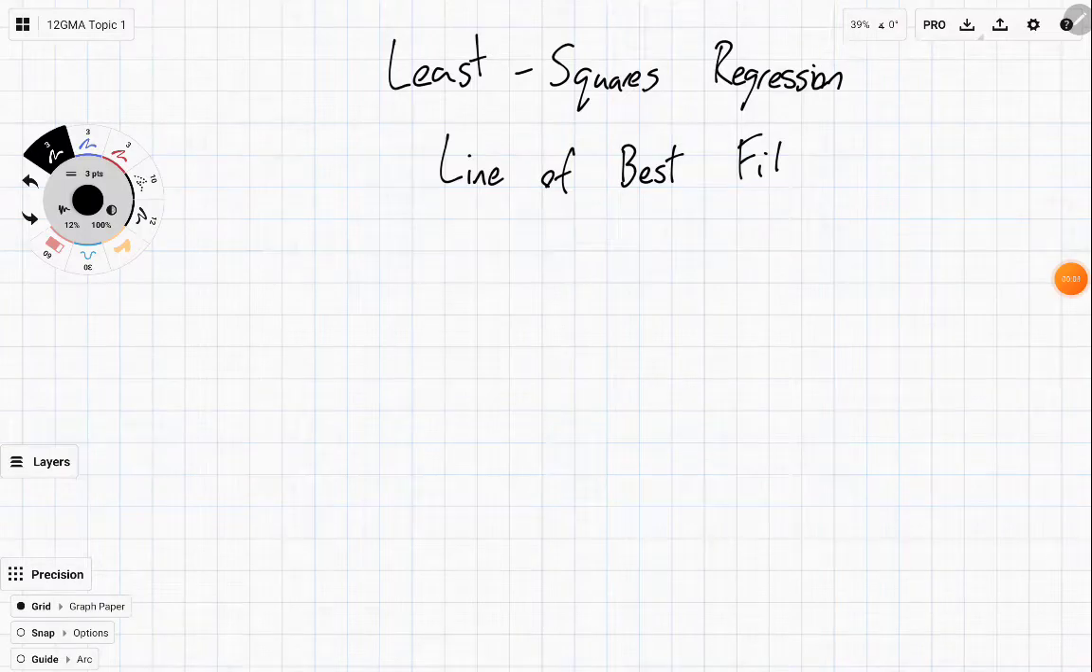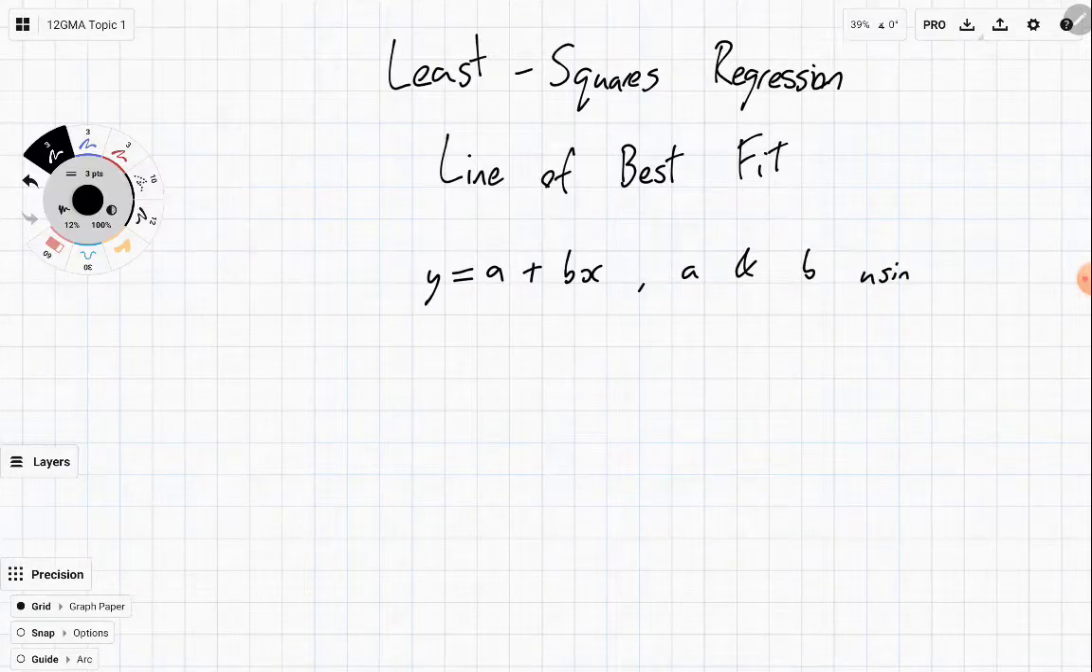We're going to be having a look at the least squares regression line of best fit. Now, you probably have already done your line of best fit, and you've probably already done it using your calculator. You'd know that we can get the line of best fit for a scatter plot data set using the equation y equals a plus bx. And we can figure out the values of a and b using a calculator, using stat mode.